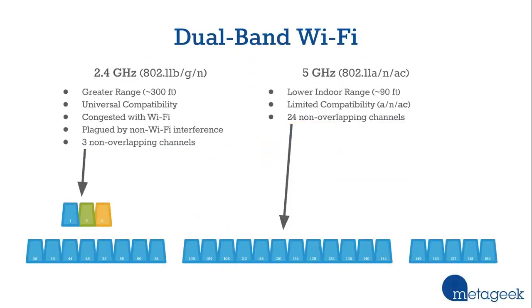The 2.4 gigahertz band is so much smaller than the 5 gigahertz band that we just don't have a lot of room for a lot of capacity, whereas in the 5 gigahertz band, we've got a lot more channels, so there's a lot more potential for a lot more throughput.